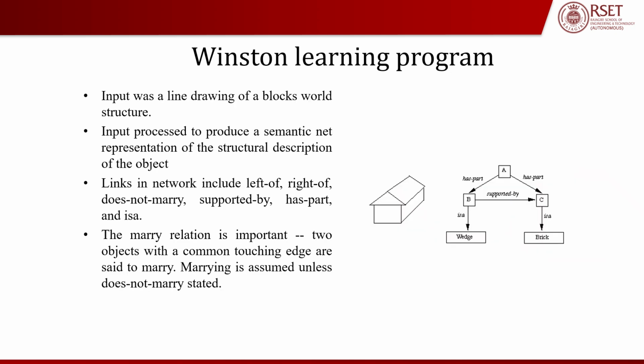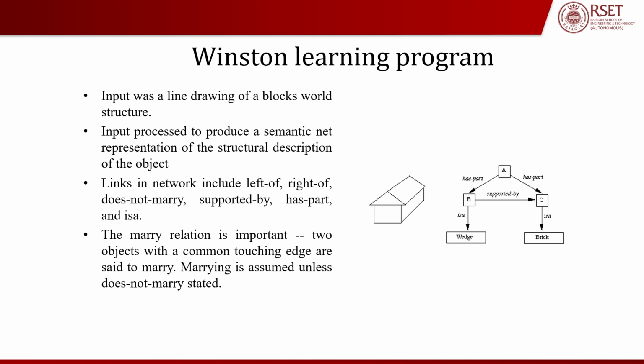The input was a line drawing of a blocks world structure. The input was processed to produce a semantic net representation of the structural description of the object. The links in the network include left of, right of, does not marry, supported by, has part, and isa. These links can be seen in the next slide.